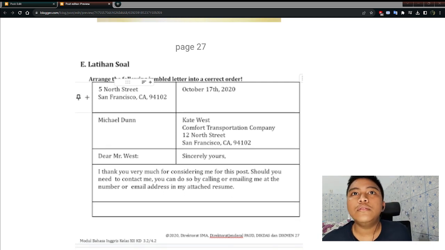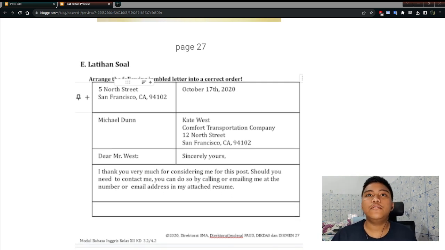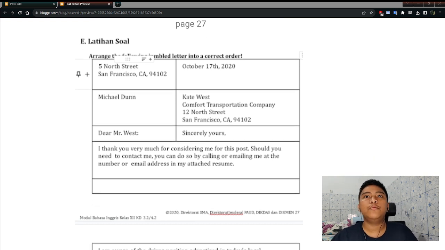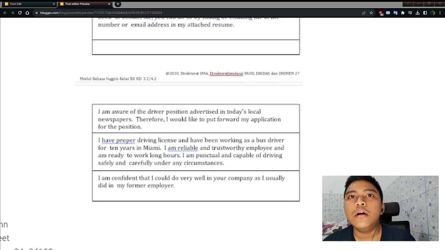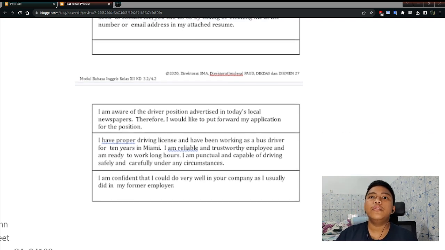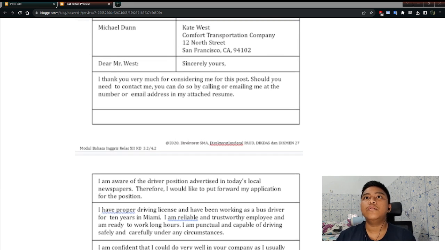So I'm assuming this is the address of the letter. This, October 17, 2020, is the date of the letter. Michael Dunn is who wrote the letter. Kate West, blah blah blah. So this is the letter address. Dear Mr. West, this is the salutation. Okay, there's also the body and the closing.